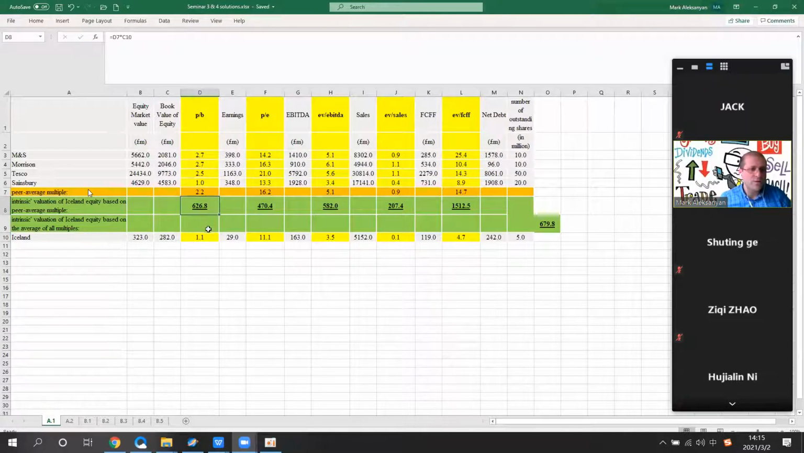Hence, to calculate Iceland's intrinsic value, what you need to do is multiply your peers' average price to book multiple, which is 2.2, as you can see from this formula here in Excel. You need to multiply it by Iceland's book value of equity, right? So that's where 6 to 6.8 comes from.